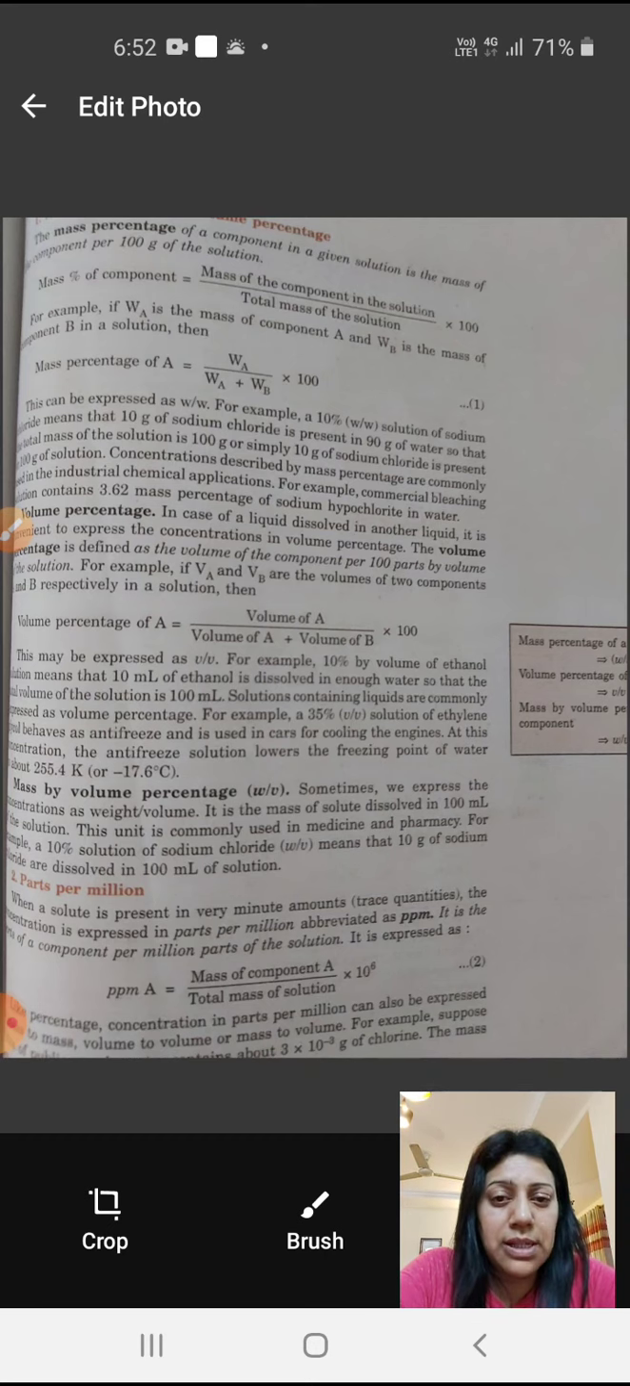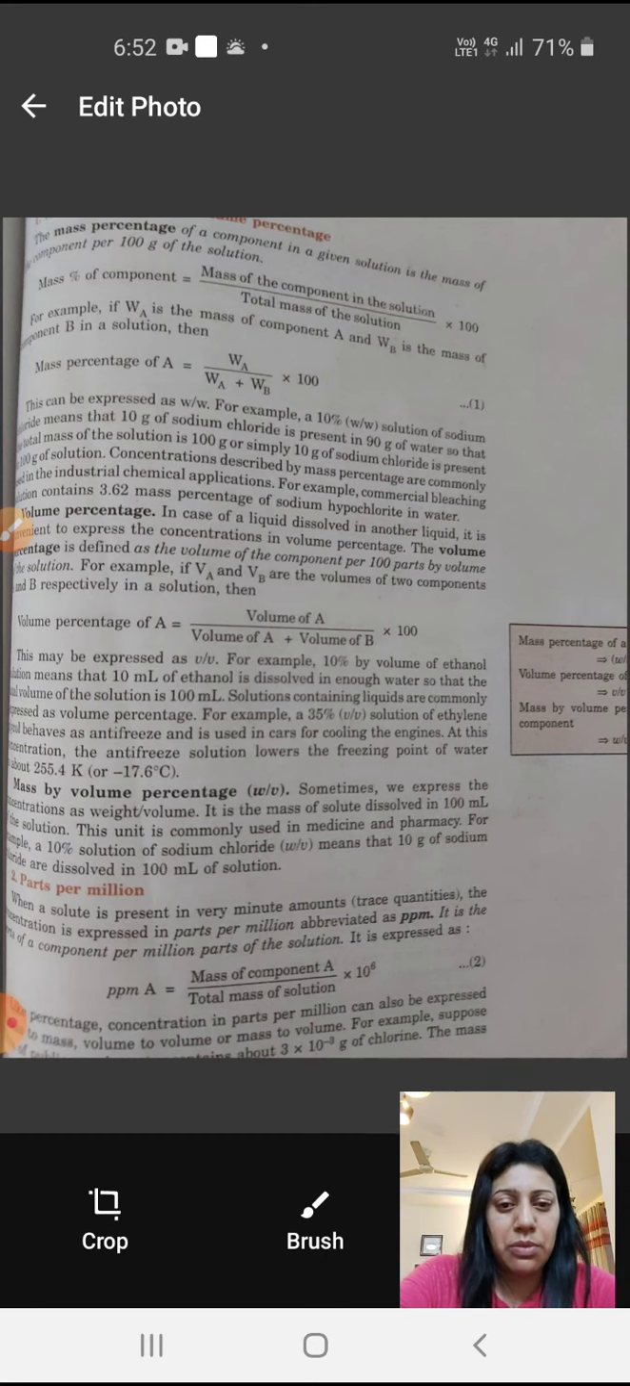Next is volume percentage. Volume percentage of A, where A is the solvent, is equal to volume of A upon volume of A plus volume of B, multiplied by 100. Volume of A plus volume of B means the volume of the solution. So volume percent is the volume of the component per 100 parts of the solution.